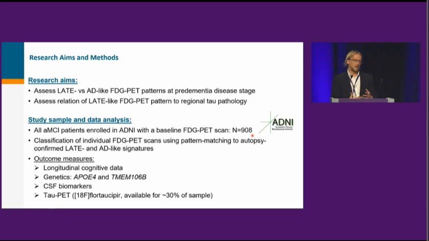And we then classified the individual FDG PET scans using this pattern matching approach, which matches individual scans to these autopsy-confirmed LATE and AD-specific hypometabolic signatures. And then the classified patient groups were then compared with respect to longitudinal cognitive outcomes, ApoE4 and TMEM106B SNPs, and CSF biomarkers, and also tau PET using flortaucipir, which was available in a subset of the sample.